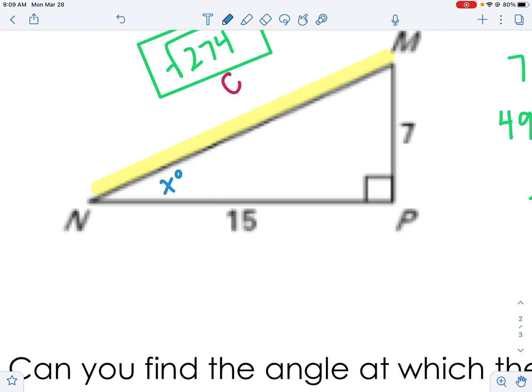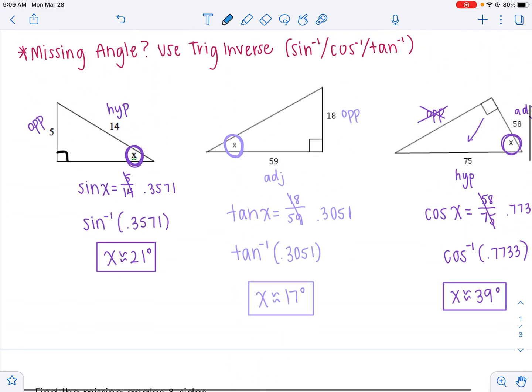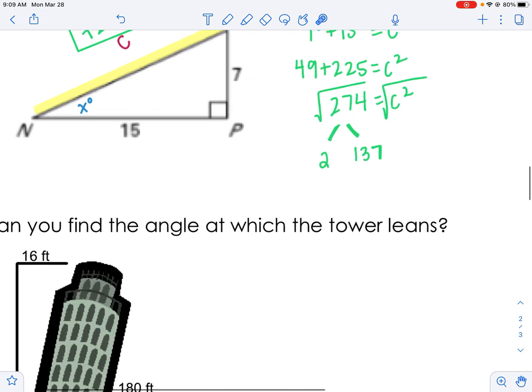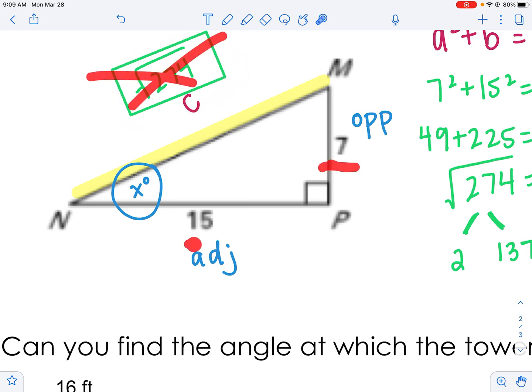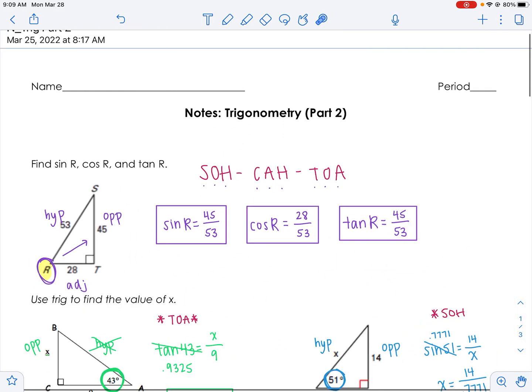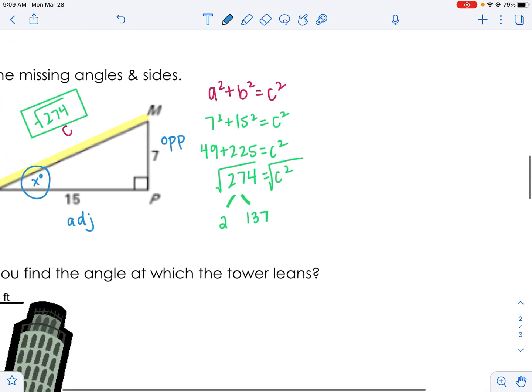I'm going to go ahead and label this one, angle N, as x. And this goes back to what we were talking about. If I'm missing an angle and I don't have enough information to add and subtract from 180, which I didn't, I can do backwards trig. I'm using angle N, which means that 7 would be my opposite side, 15 would be my adjacent side. And let's just pretend, what if I wasn't right? Then I'm not going to use that side. I'm going to use the sides that I was given. It just leaves less room for error.